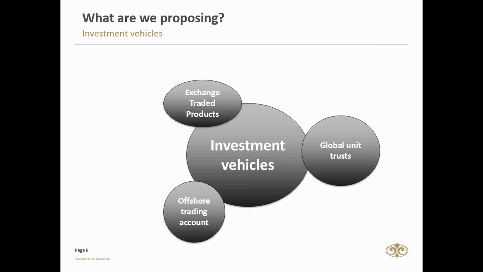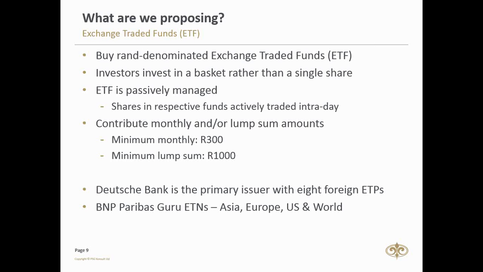There are different investment vehicles to go offshore. So number one, we've got exchange traded products. We're talking about local exchange traded products. You can have exposure to offshore markets, number one. Secondly, we'll be talking about different funds available here in South Africa. We've got global unit trusts. And then the third option, you've got an offshore trading account, and that's either through your offshore allowance account or through an asset swap. And I'm going to go into more detail on what I'm proposing around that.